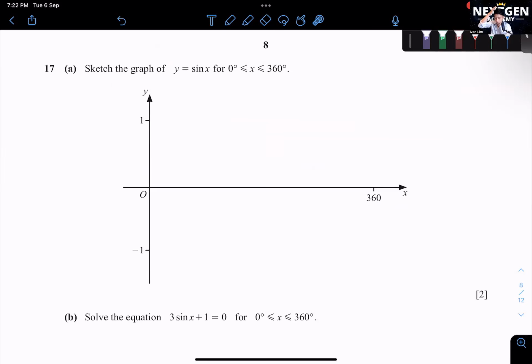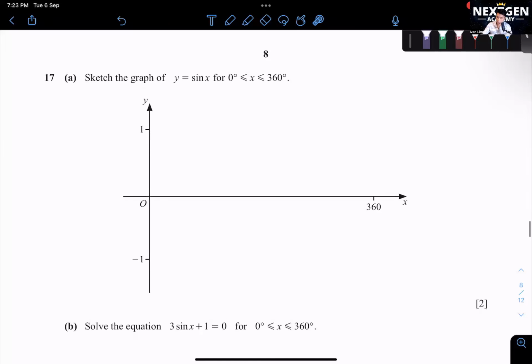Okay, sine x graph. This one you need to know the shapes. In the case you forget in exam, you just need to remember the main points are every 90 degrees. So you can always use your calculator to calculate that. So your x, then your y. These are the main points. If you really forget in your exam, you write like that: 0, 90, 180, 270, 360. So intervals of 90 degrees.